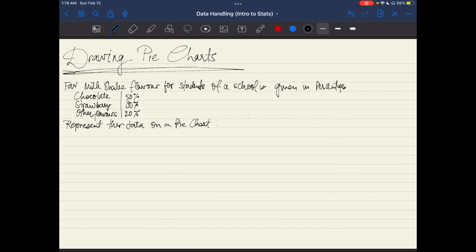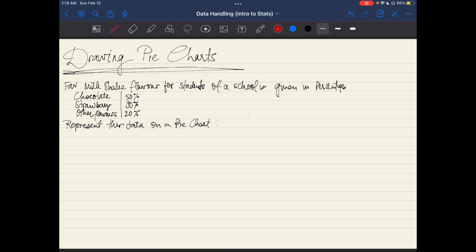Okay, so now let's move on to a different topic, which is learning how to draw pie charts. Let's look at the following scenario. The milkshake flavor for students of a school is given in percentages. Chocolate is 50%, strawberry 30%, and other flavors 20%. And they're asking us to represent this data on a pie chart. So let's start with this.